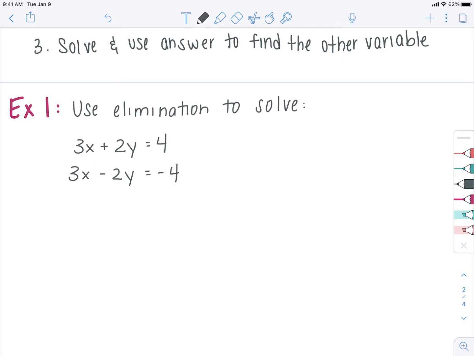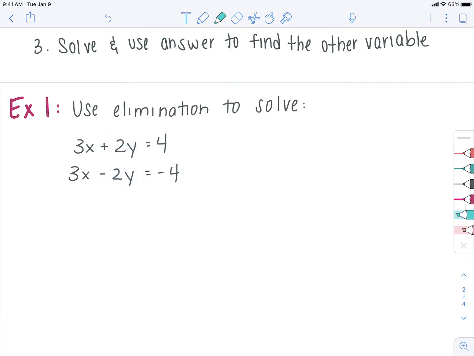First thing we want to do is look at that and say, okay, do any of my variables have opposite coefficients? Do any of them have the same number but opposite signs? And I see right off the bat that I have a positive 2y and a negative 2y. So that's best case scenario. This is the nicest it's going to work out for us, that we can just add these equations together just the way they are. The y's are going to cancel out. So we want to get rid of our y's.